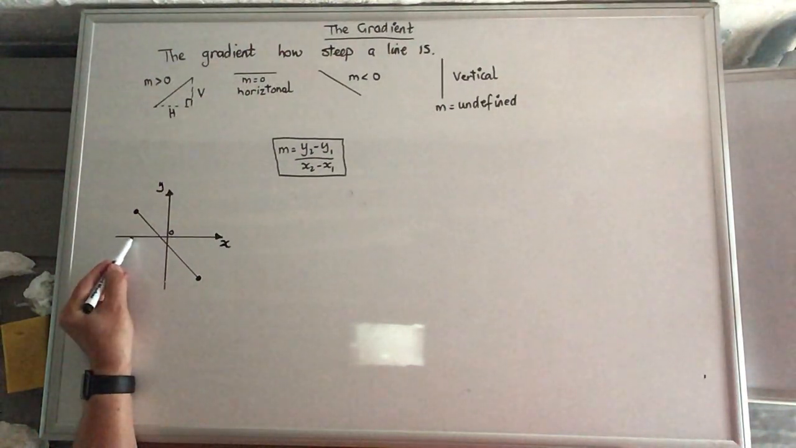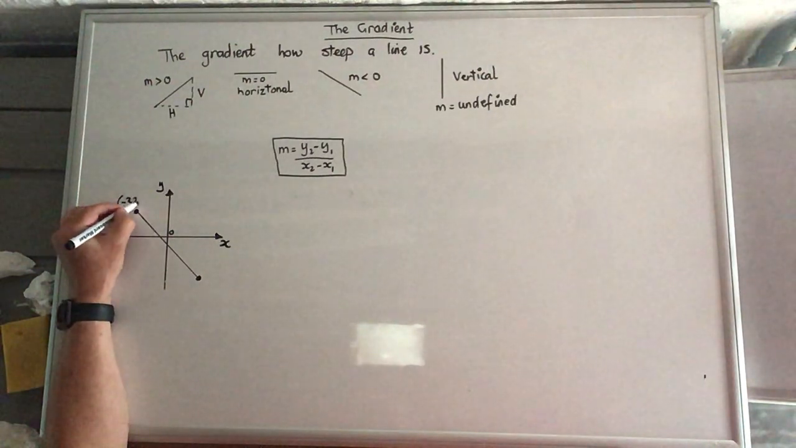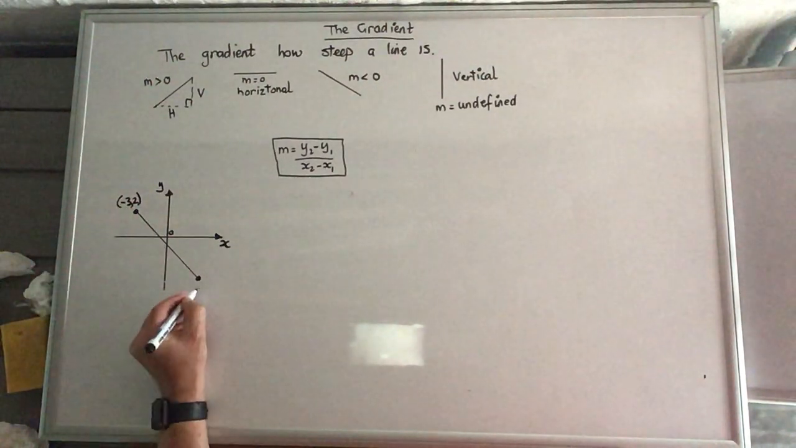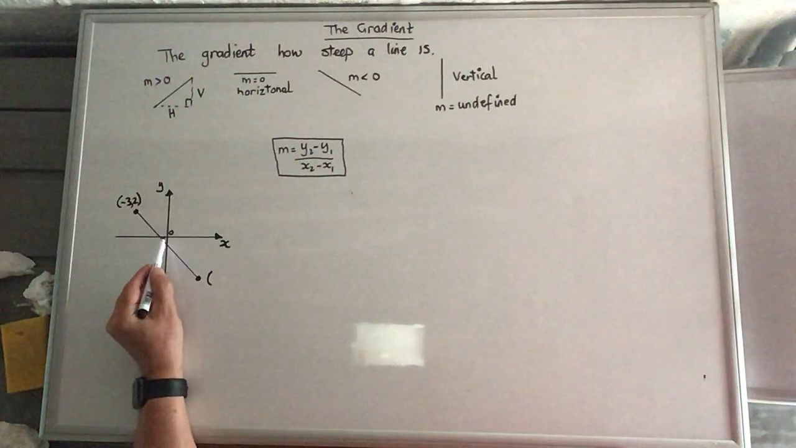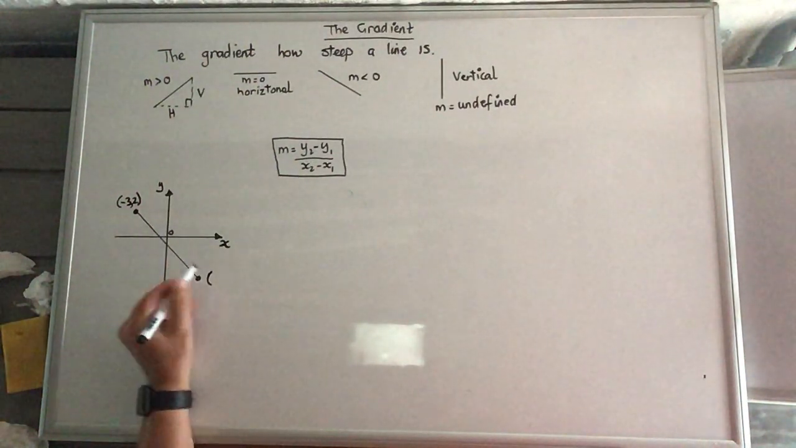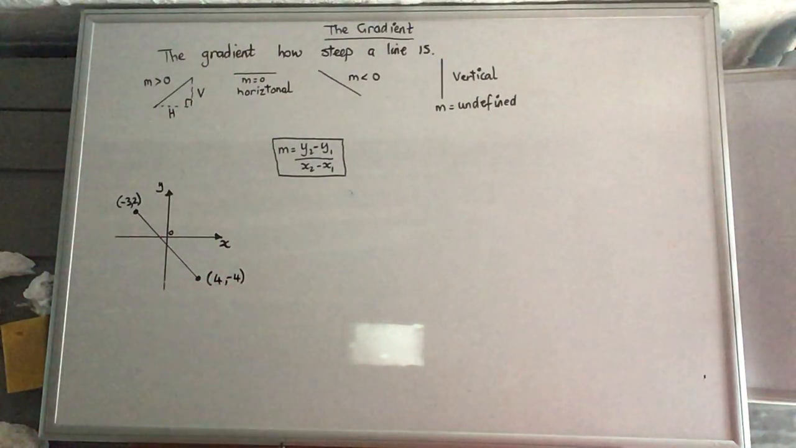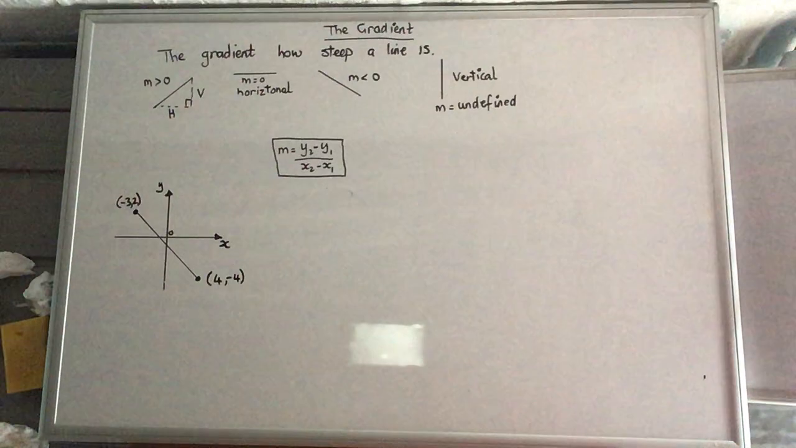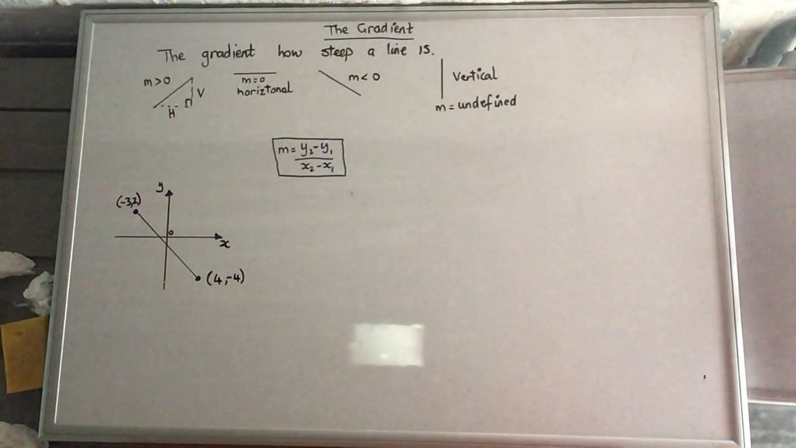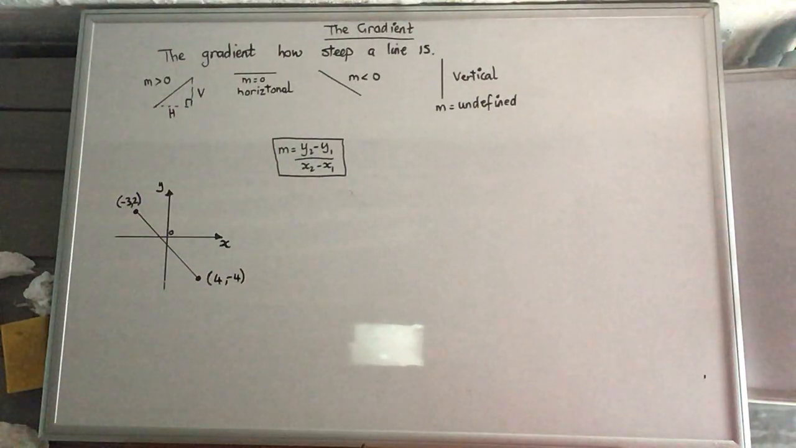Minus 3, 2. Okay, so make this minus 3, 2. And this one here, well, let's go along with it this way. Say 4 and minus 4. 4 and minus 4 seems reasonable. And let's work out the gradient for that. Well, we know we have to get a negative value because it's sloping down the way. Let's see what we get.